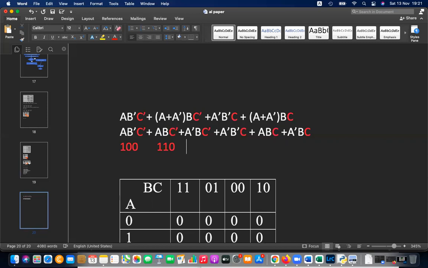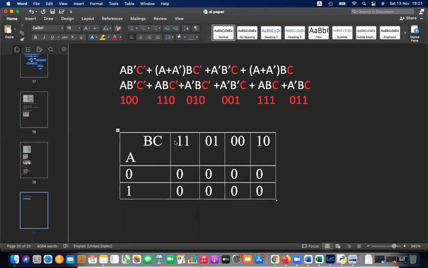Then 010, 001, 111, 011. Let's mark it: 100, A1 B C0; 0, A1 both B C0; A1 B C0, this one is 1.